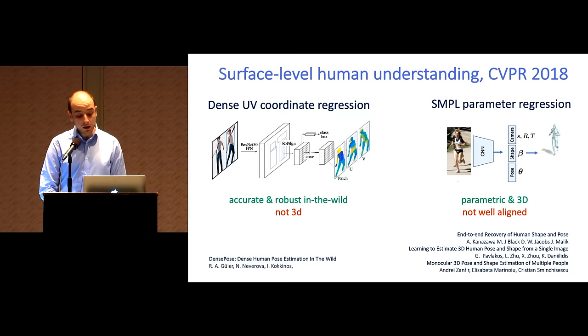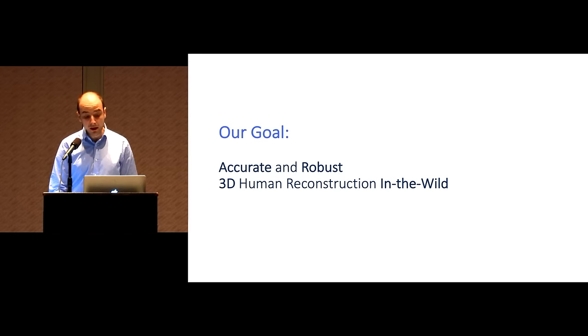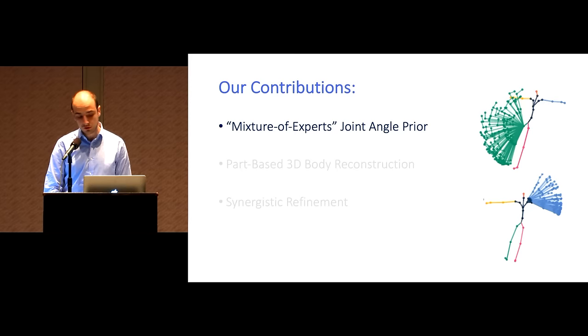These operate in 3D, however, the surface alignment quality is inferior with respect to dense pose. And in this work, we aim to have the best of the two worlds, and we aim for accurate, robust, and in-the-wild reconstruction of humans. We make three contributions in this direction.